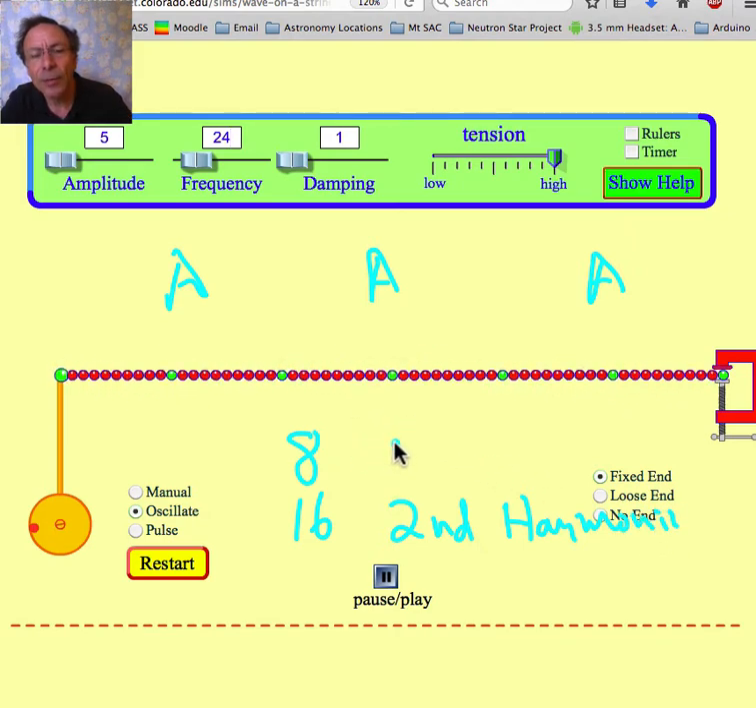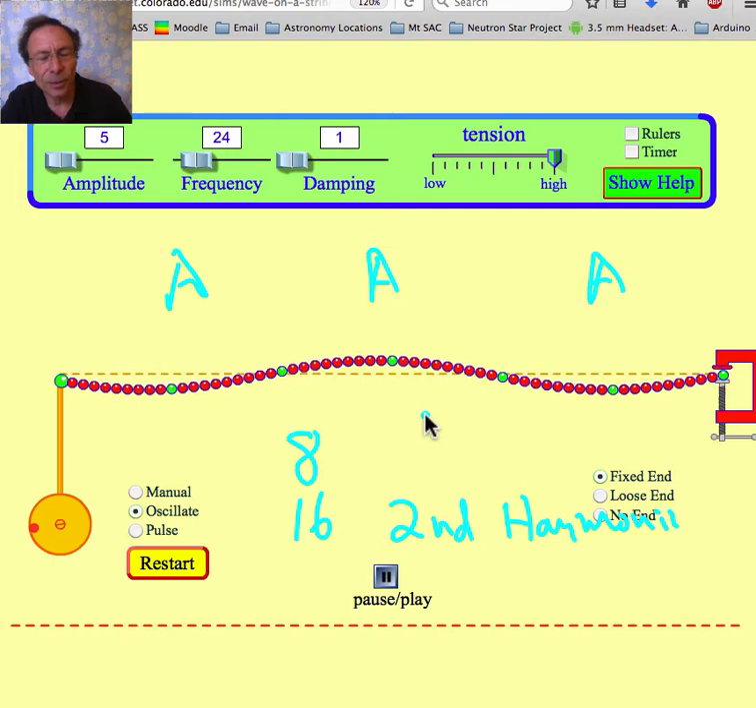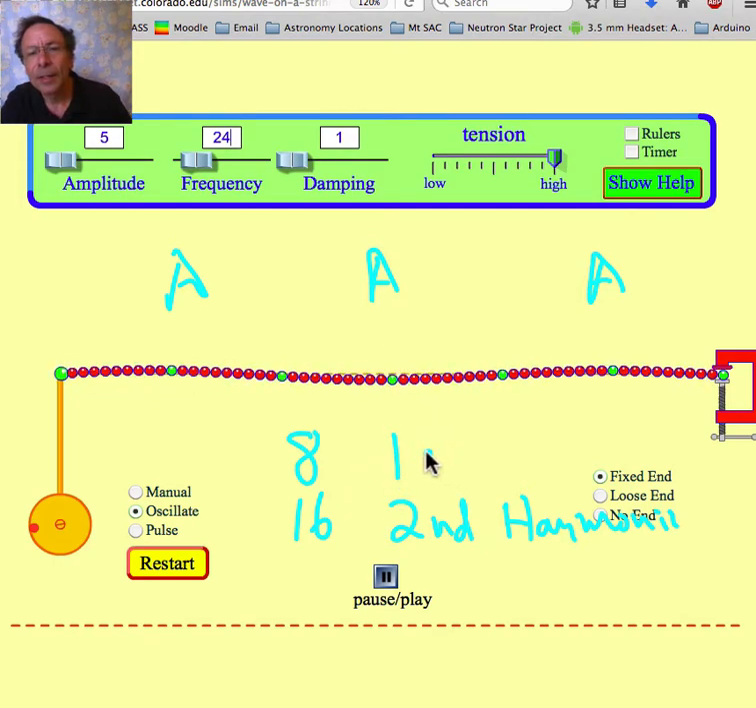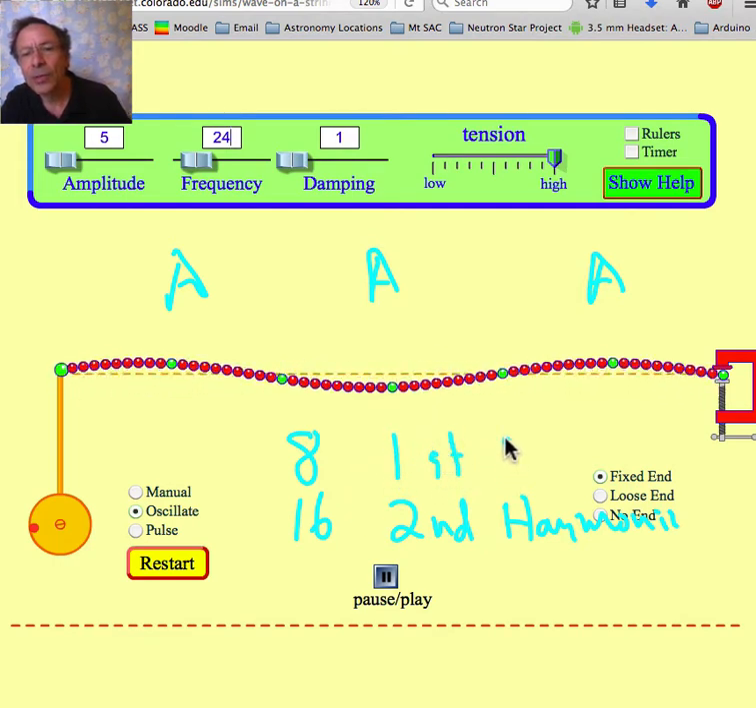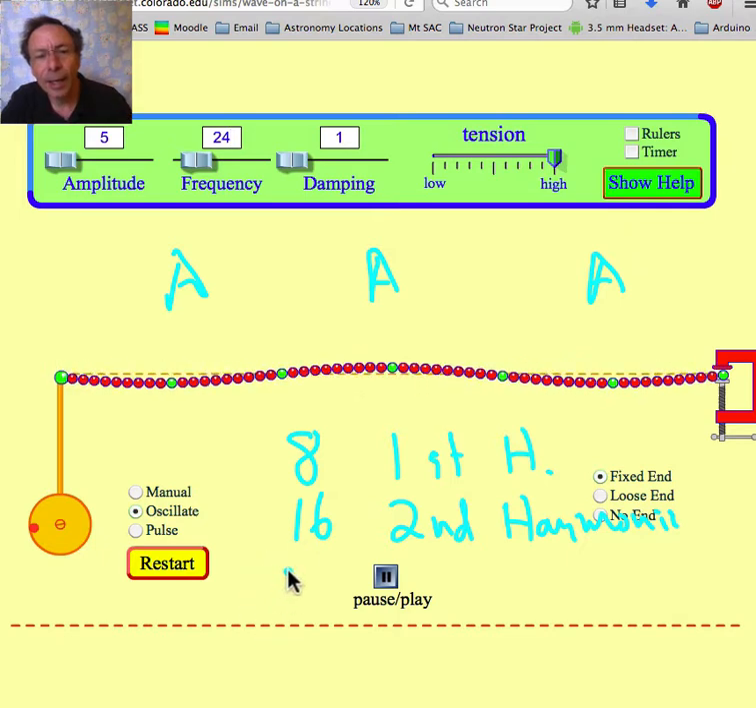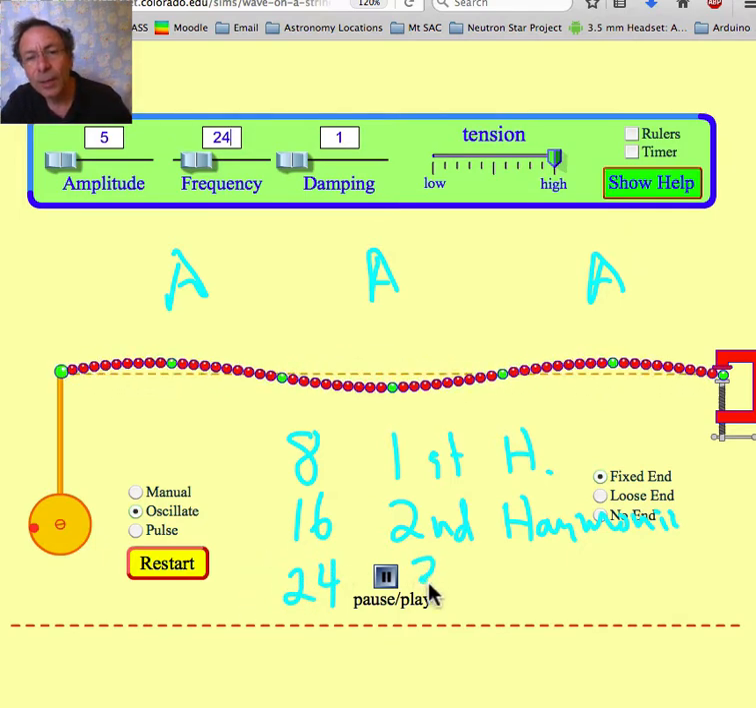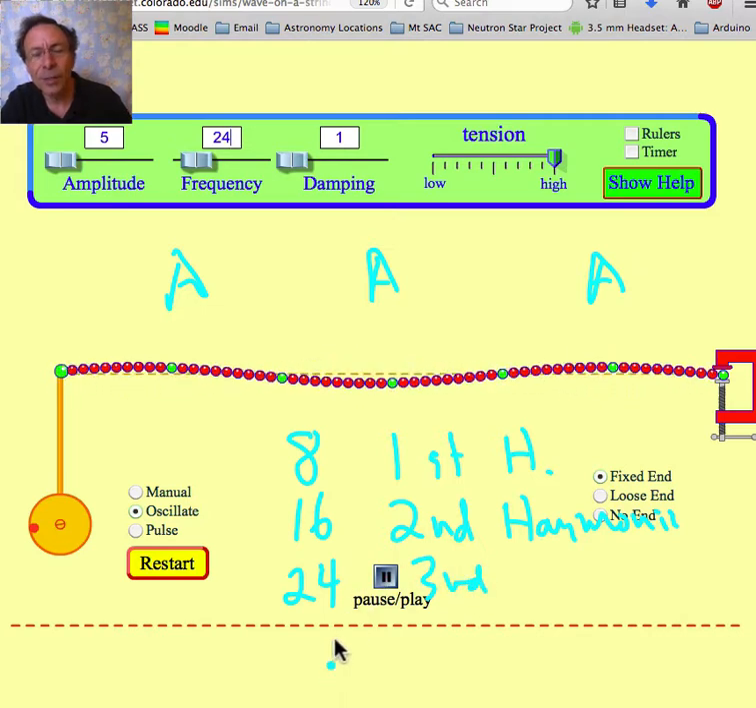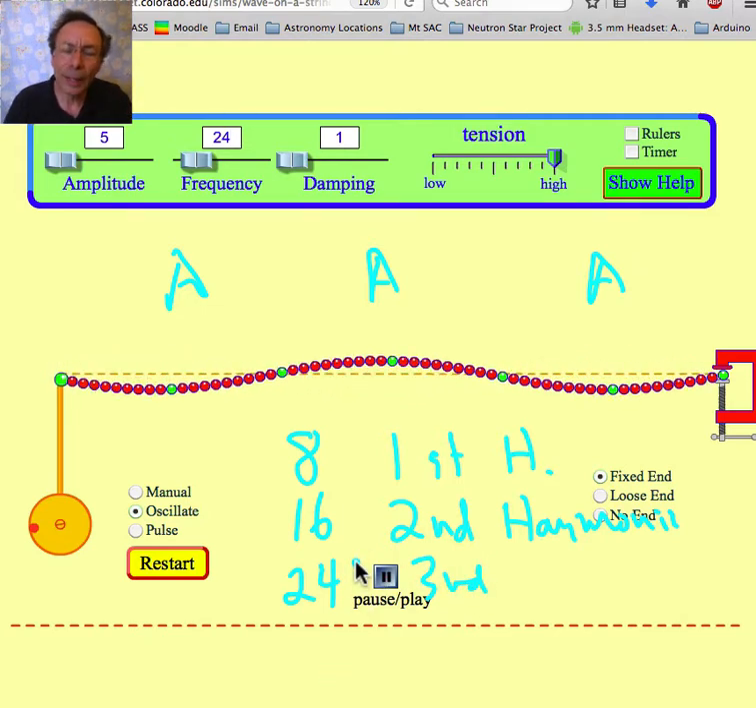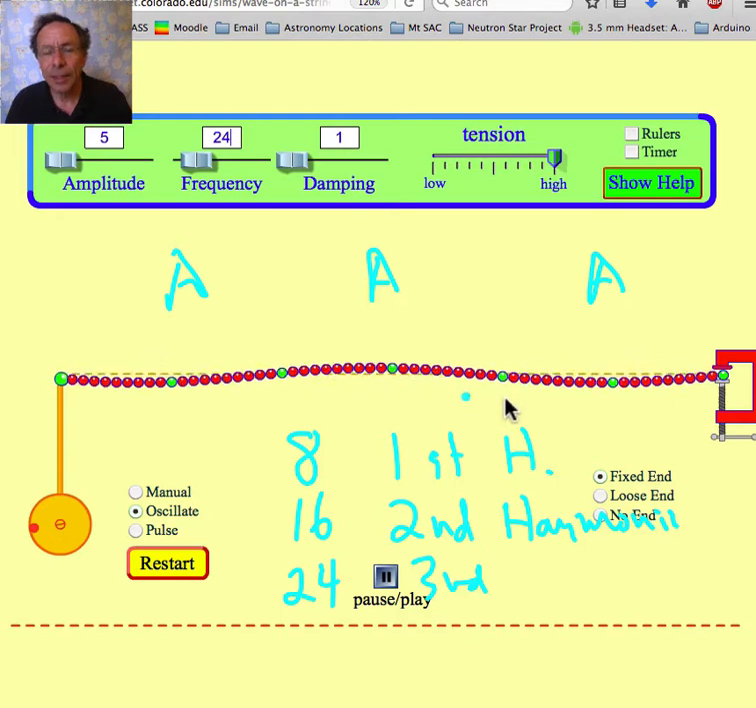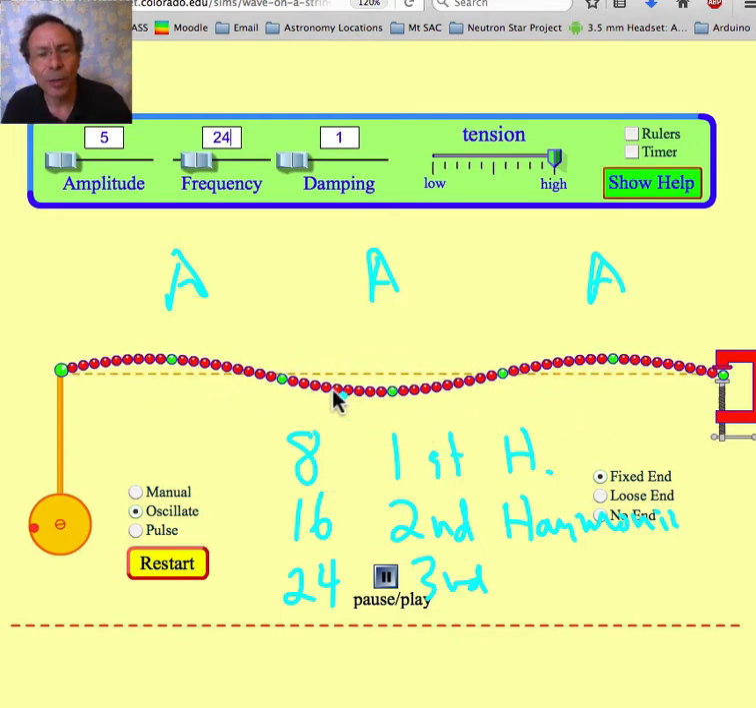The fundamental frequency, that's new vocabulary, is called the first harmonic. And the 24 hertz would be the third harmonic, and so on and so on. And as you go up in frequency, you have more and more harmonics.